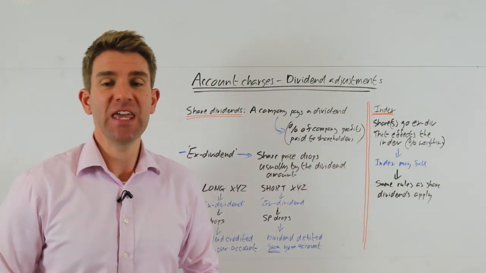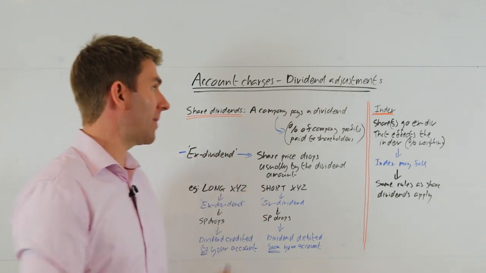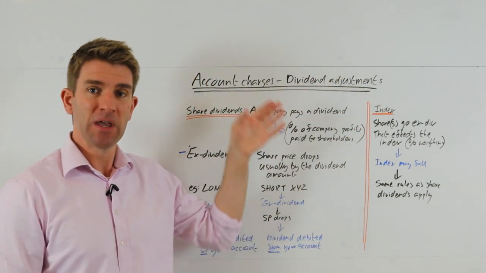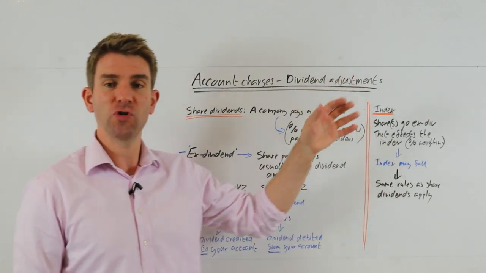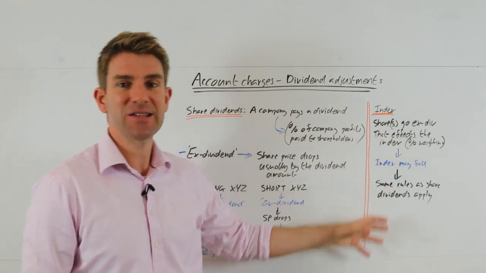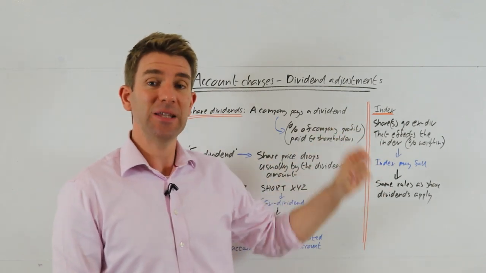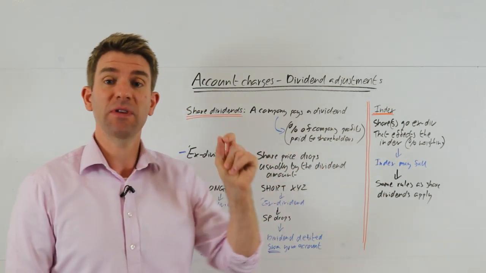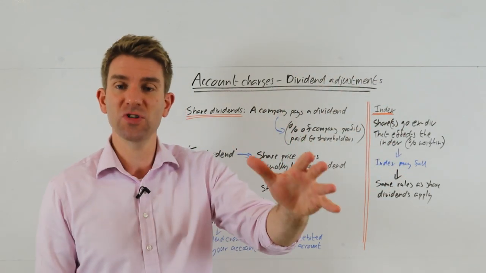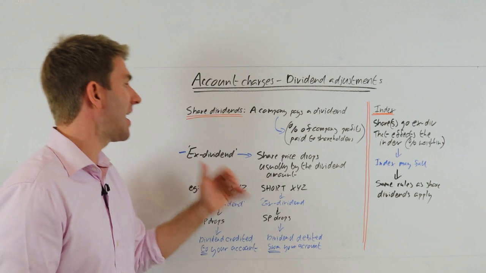Spread betting and CFDs. Now, what I want to talk about is account charges and dividend adjustments, and also specifically, I'm going to put a link in a moment and a screenshot to something that Core Spreads offer, which is to predict the potential impact a dividend will have on an index, which is quite useful. We'll talk about that in a moment. However, let's look at dividend adjustments. If you're spread betting or trading CFDs, how it all works.